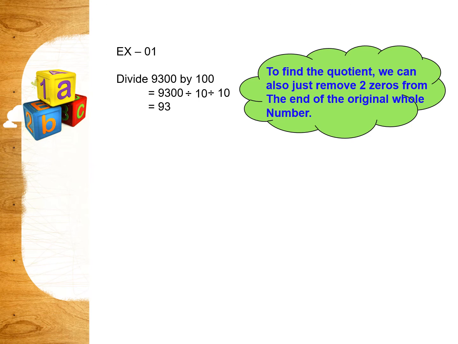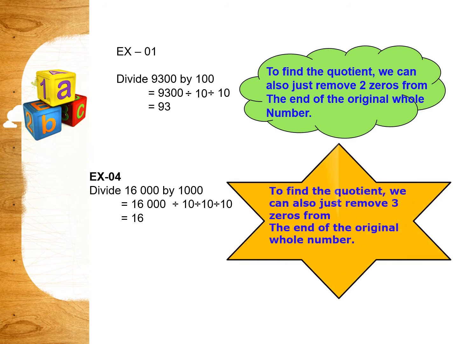Let's see the next example. Divide 16,000 by 1000. When you find the quotient, we can also just remove 3 zeros from the end of the original whole number. So 16,000 divided by 10, divided by 10, divided again by 10, you can get 16. The answer is 16.